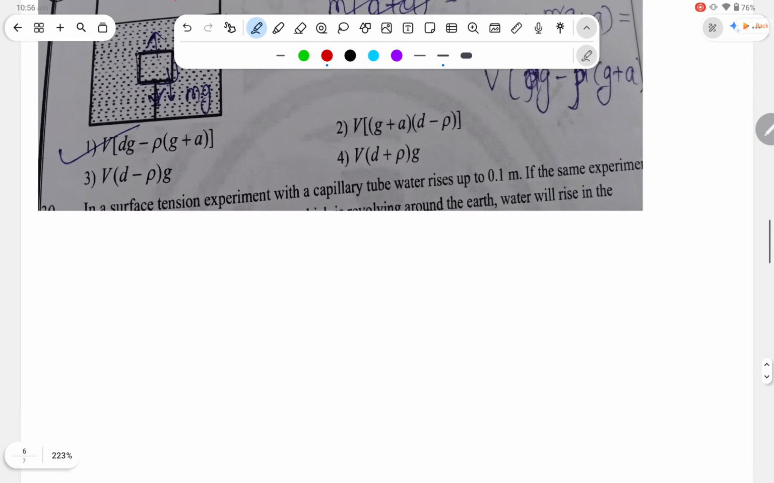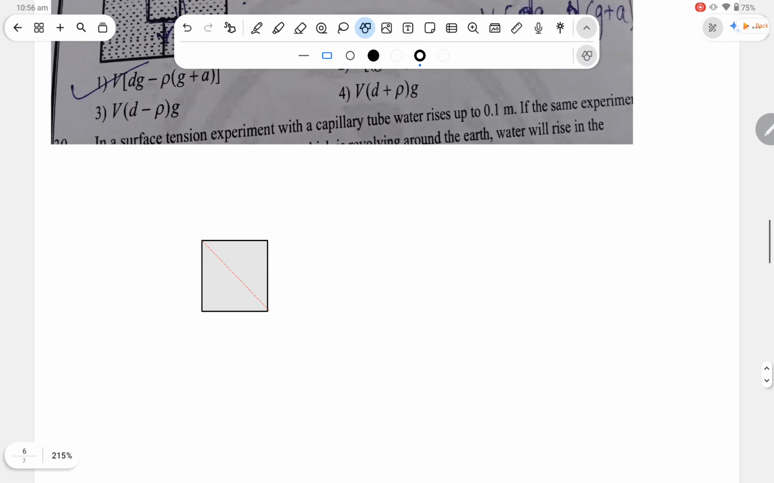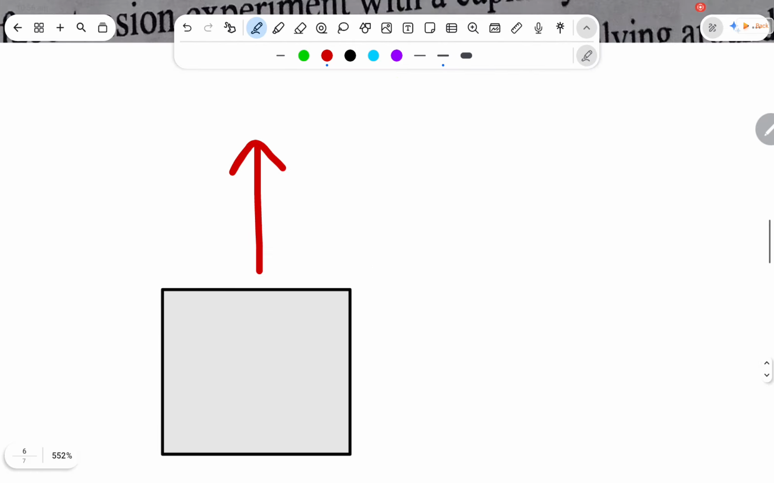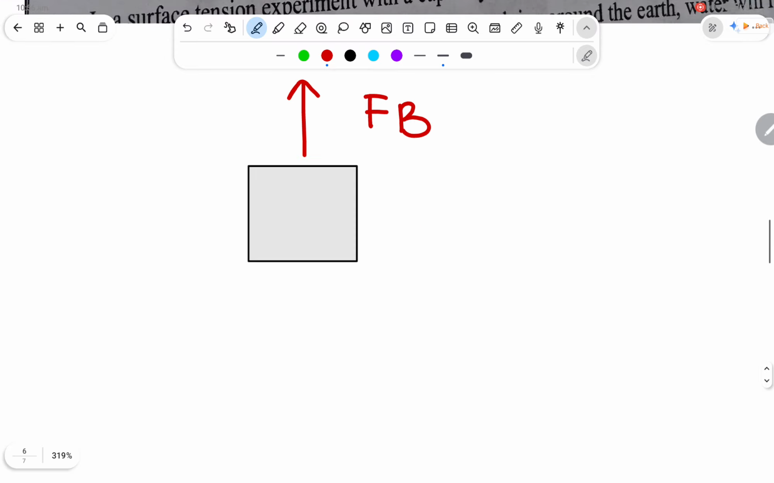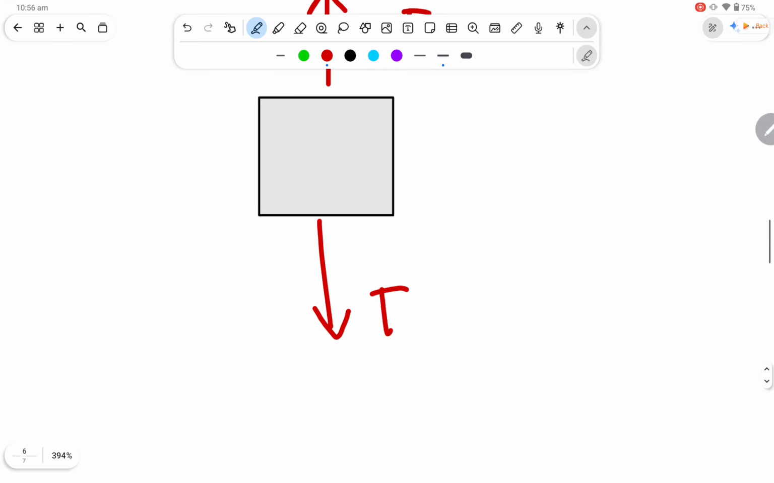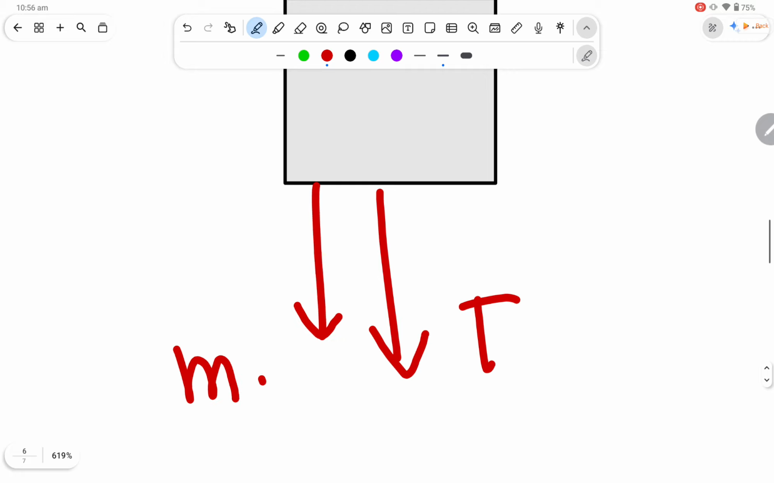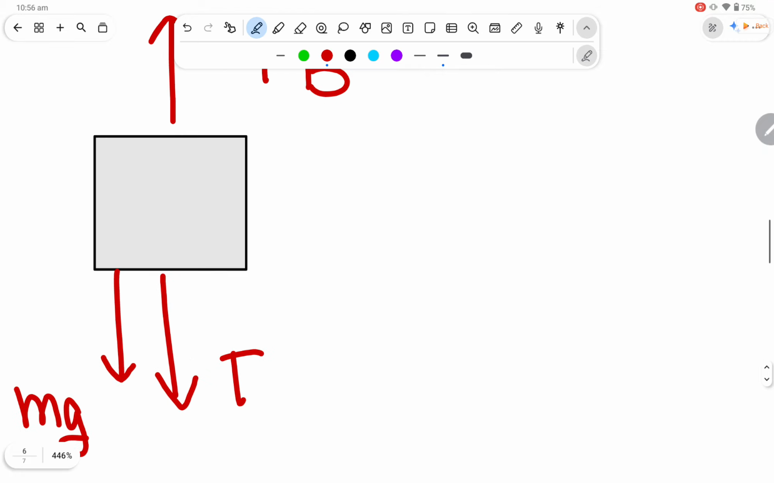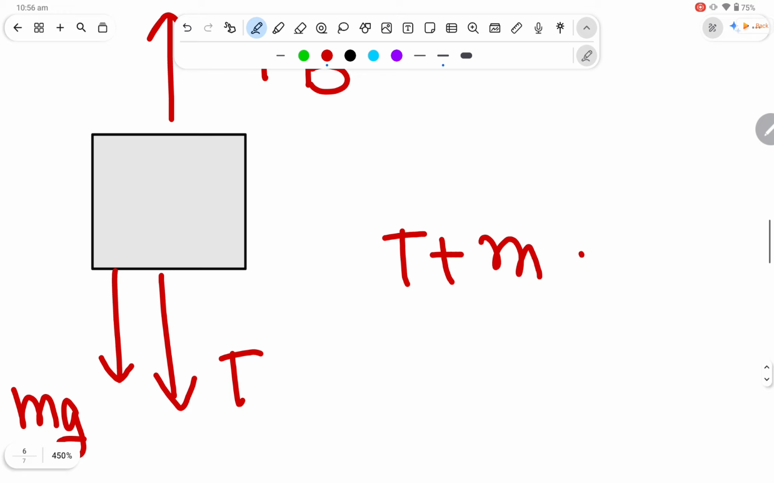You have to understand that in this type of question, you have to just remember Newton's laws of motion. Whenever this kind of question is given, first of all you have to apply the equilibrium condition. There is an upward buoyant force on the box, and there is a tension force acting downward, and there is mg acting down. So to maintain equilibrium, tension plus mg is equal to the buoyant force.